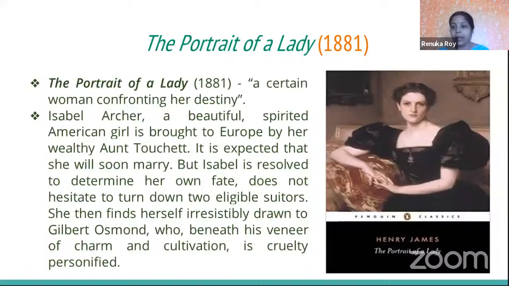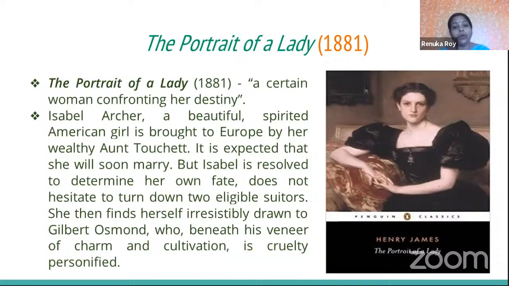he himself describes the character of Isabel Archer as a certain woman confronting her destiny. What is confronting? She is herself challenging, destroying, disturbing her own destiny. How? Because of shortcomings in her own personality, her destiny was jeopardized. Because of her own errors in judgment, she brought difficulties in her own life, and her life was not smooth as a lady of her looks, of her spirit should have got in the natural course of things.